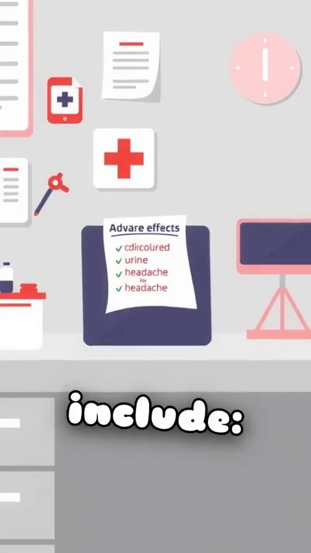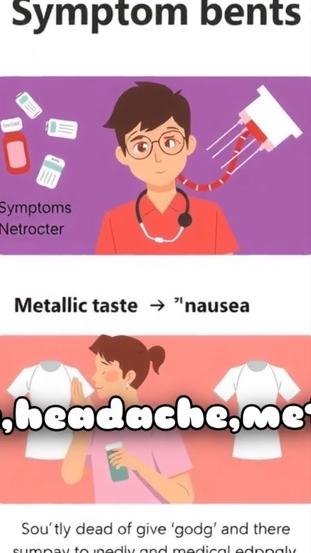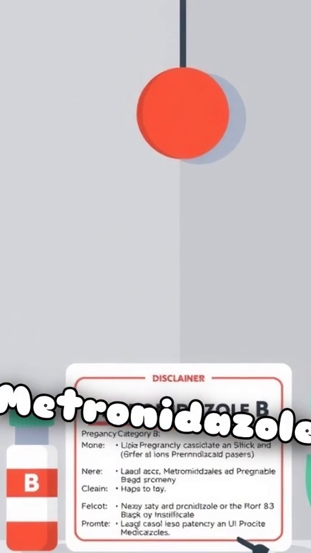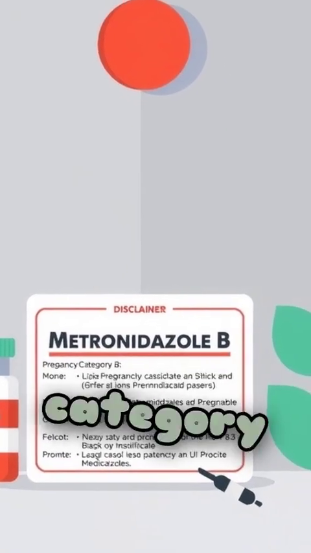Adverse effects include discolored urine, headache, metallic taste, nausea. Metronidazole is classed as pregnancy category B.